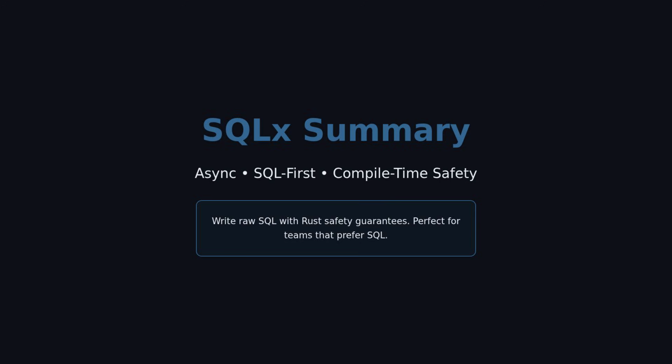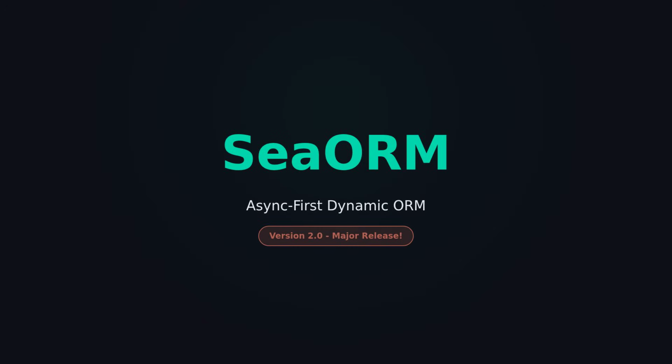On to ORM number 3. ORM number 3 is SeaORM, and this is the one that has evolved dramatically. SeaORM 2.0 just released in January 2026, and it is a major milestone. SeaORM is the async first, dynamic ORM for Rust.